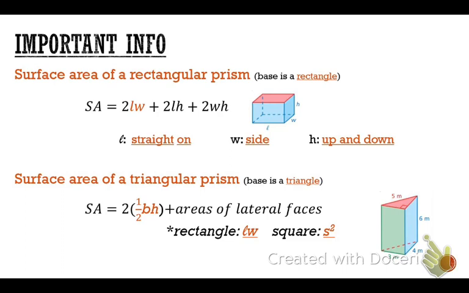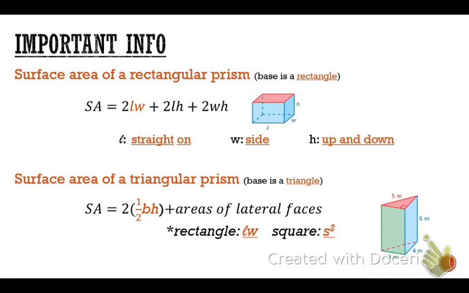The first one we're going to be looking at is the surface area of a rectangular prism. If you haven't yet, go ahead and print off the notes that we need for chapter 10.1. The first thing you're going to want to write in here with your red pen is the base of a rectangular prism is always going to be a rectangle. Now if you remember, the area of a rectangle formula was length times width.